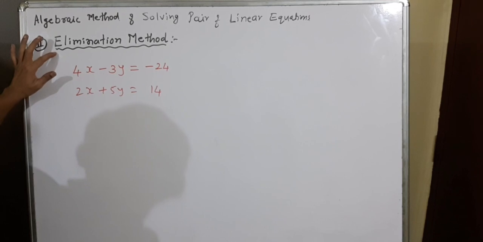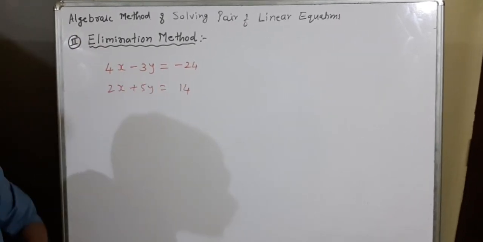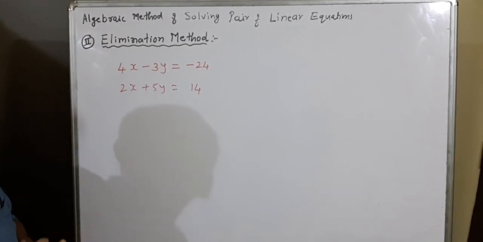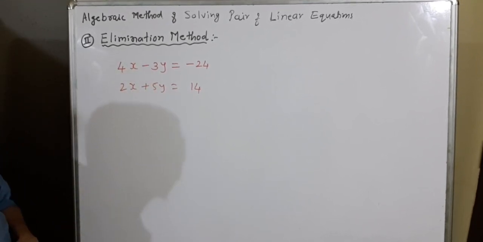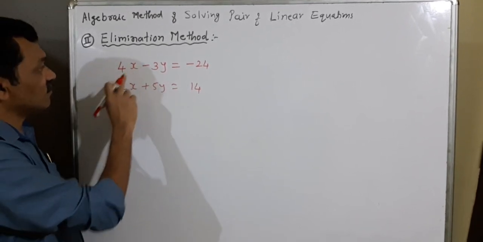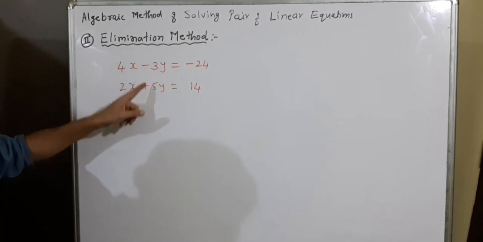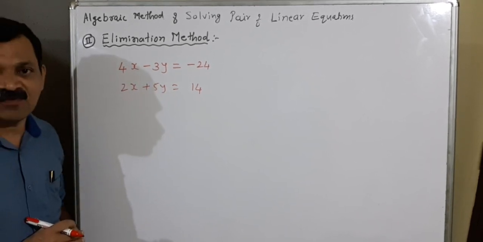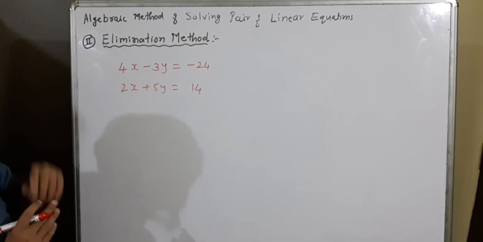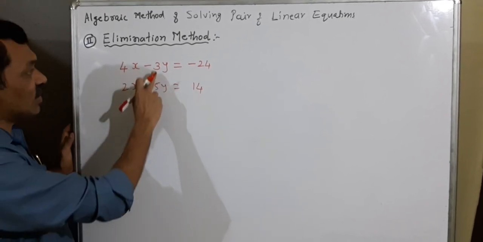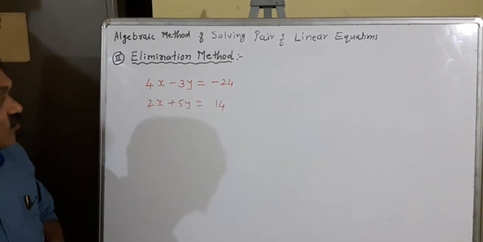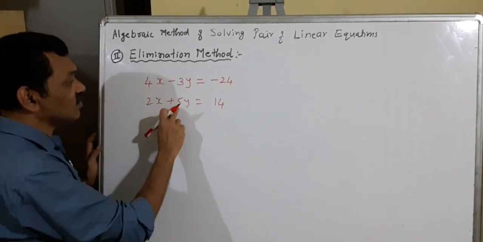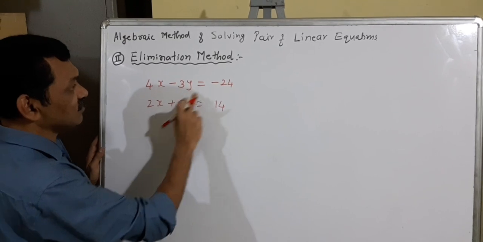So the meaning of elimination: to eliminate means to remove. So we have to remove one of the variables out of these two. Now just look at these four terms. Here we can make out the signs of y are different, and so it is easy to eliminate y. To eliminate y, we have to equate the coefficients of y. To equate, we have to multiply this by 5.